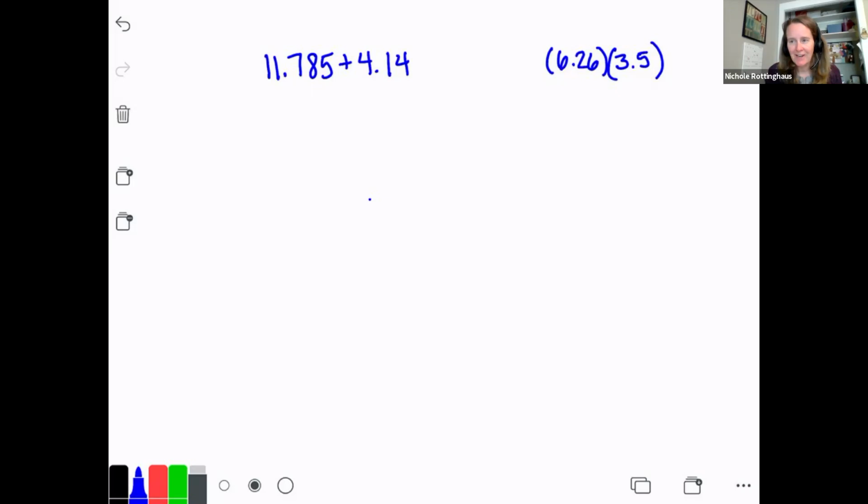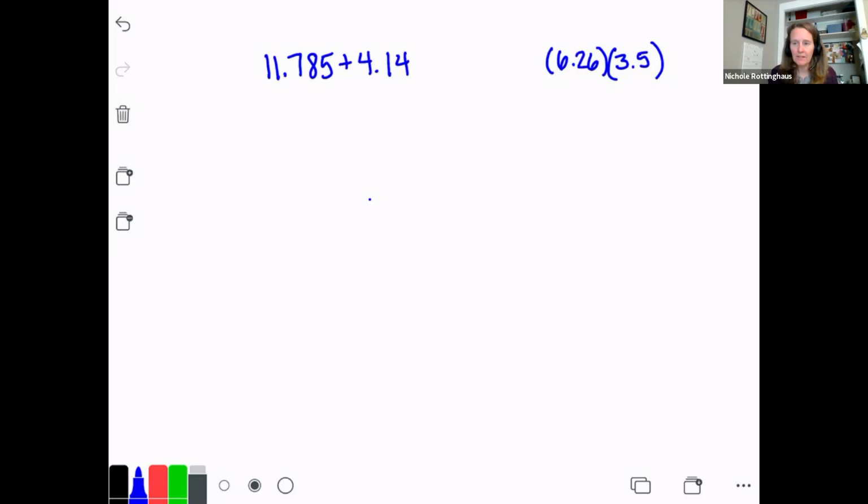Calculators aren't perfect. You have to remember that it is a tool that you can use, but you need to know what operation you're trying to do. You need to have a general idea of what your answer should look like because it's very easy to plug the wrong numbers in at times in a calculator, okay?